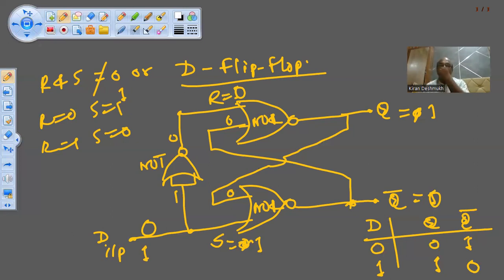So that's all about the RS and D flip-flop. In the next lecture, we will be discussing the clocked RS flip-flop and clocked D flip-flop. Okay, what are the drawbacks of simple RS flip-flop and simple D flip-flop, which we can remove in case of the clocked RS flip-flop and clocked D flip-flop. Okay, we will discuss that. So I will stop here.